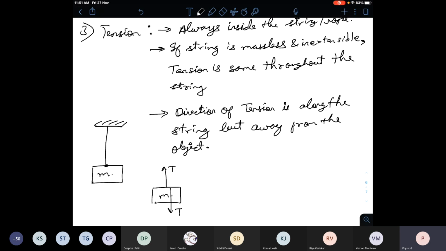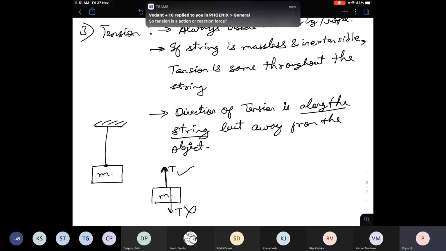So the first point is done, that it is along the string. Second is away from the object. Away from the object means the upper direction. It is not towards the object, it is away from the object. So this is correct, this is wrong. Tension can never be towards the object, it will always be away from the object. These are the few points which you have to take care about while using tension in your free body diagram.